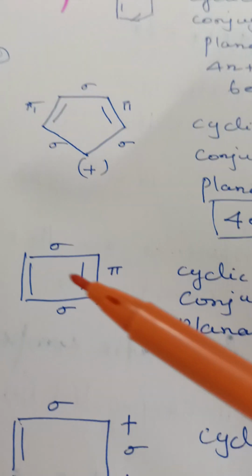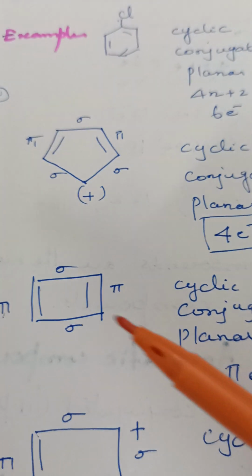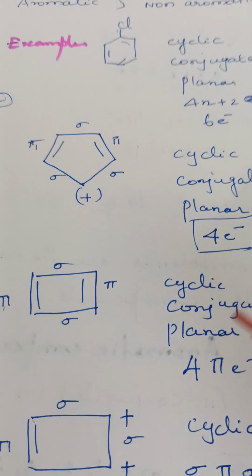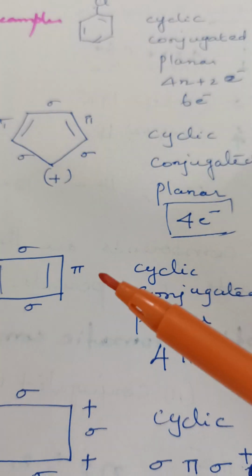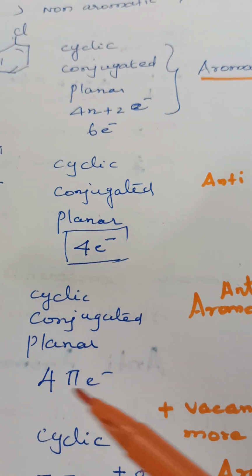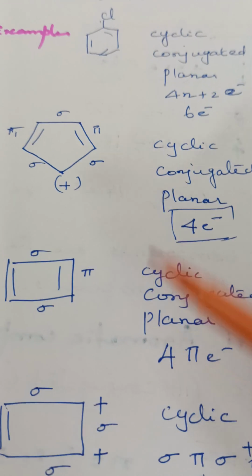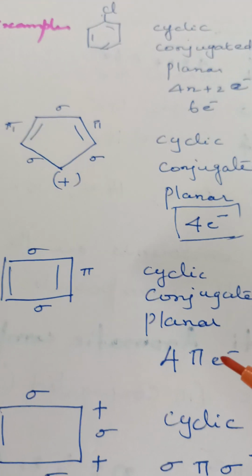Then let us see this compound. This compound is cyclic. Then conjugated: sigma bond, double bond, sigma bond, double bond. Conjugation is present. It is planar also. How many pi electrons are present? 2 plus 2, 4 electrons. So 4 means anti-aromatic. It is similar to the previous compound. All the 3 rules are followed, but the fourth rule is not followed.